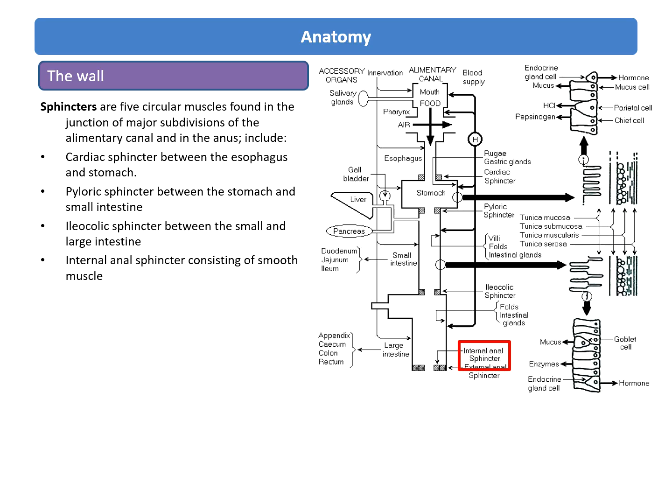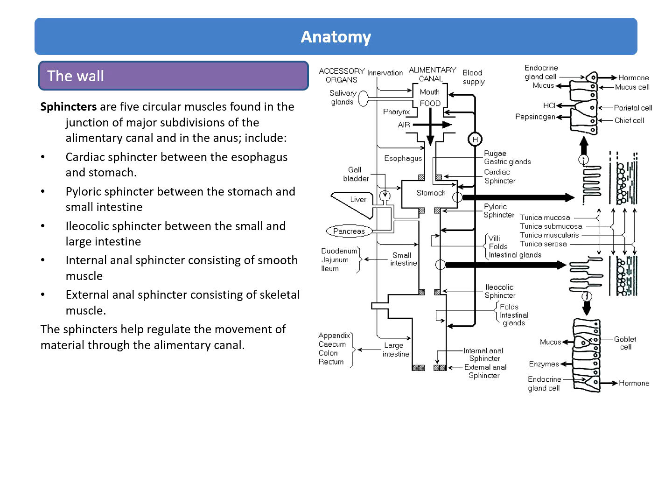Notice that in the diagram, the sphincters are shown as 2 blocks. That's because we've taken the ring, the circular sphincter, and sliced it in half. The external anal sphincter consists of skeletal muscle. The internal, of course, is smooth muscle. The sphincters help to regulate the movement of material through the alimentary canal.